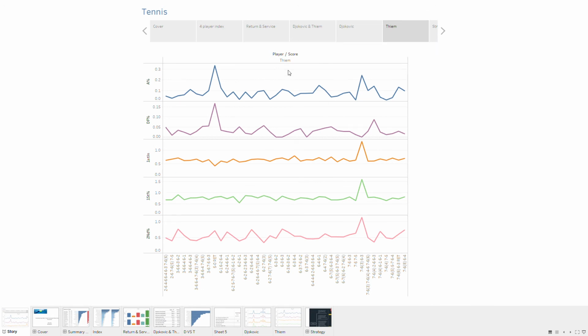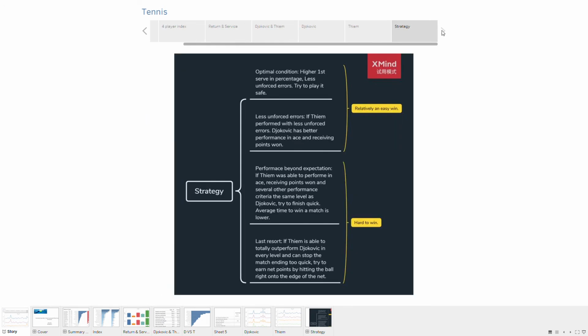This is the record for Thiem. Because the game ultimately depends on the performance of the player on the day, we made several strategies for the level of performance on the final day. The relatively easy win and the hard win, both of these situations we considered.